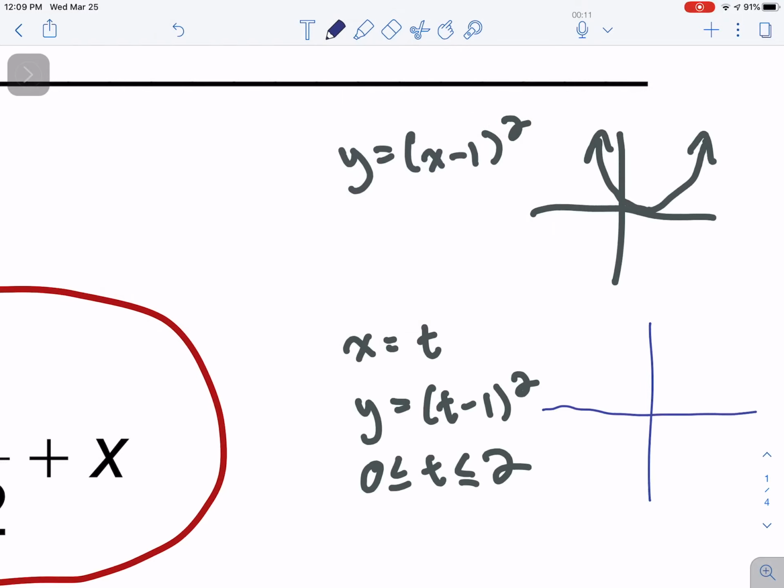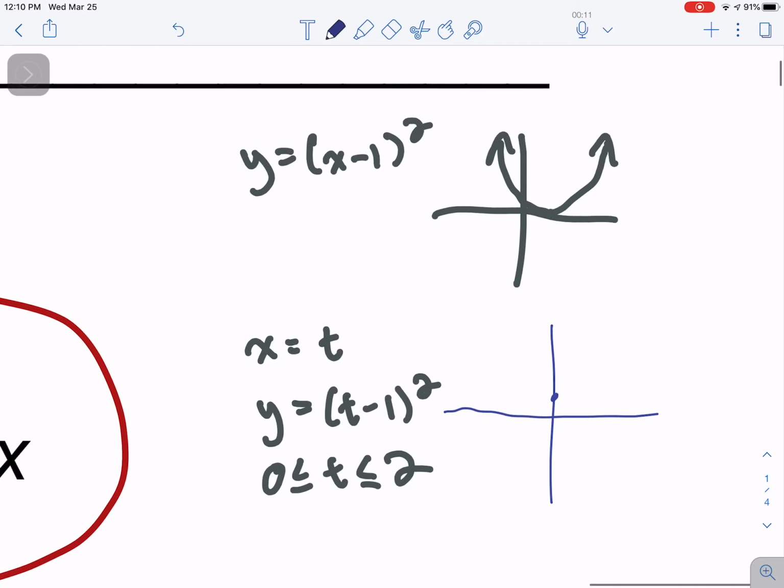What you do is you start at t equals 0. So when t is 0, what is the x value? The x value is also 0. And what's the y value? The y value is 1. So I would just start right here. And when t is 1, x is 1, and y is 0. And then when t is 2, x is 2, which is going to be over here, and then y is 1. So it looks just like this.